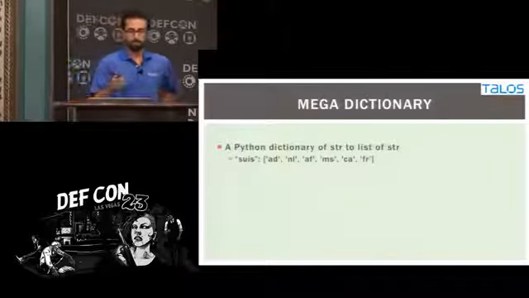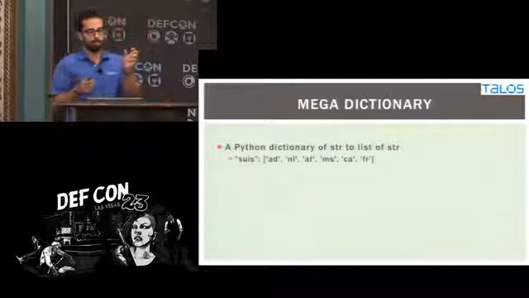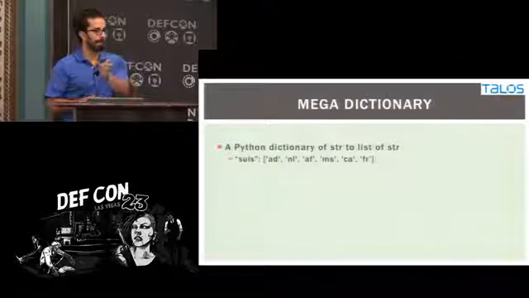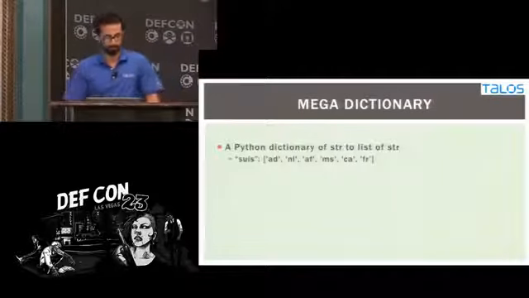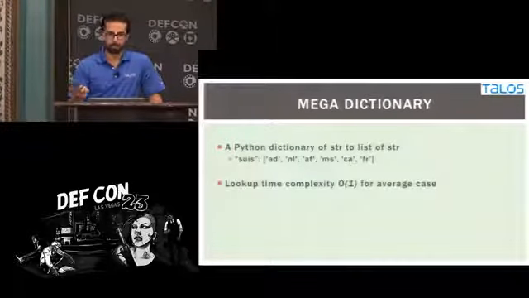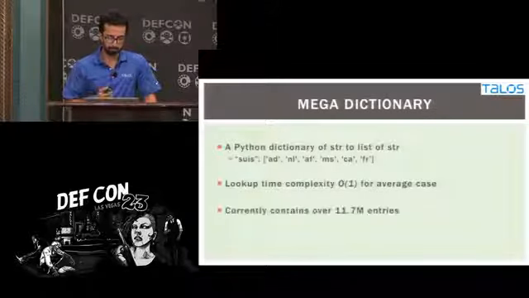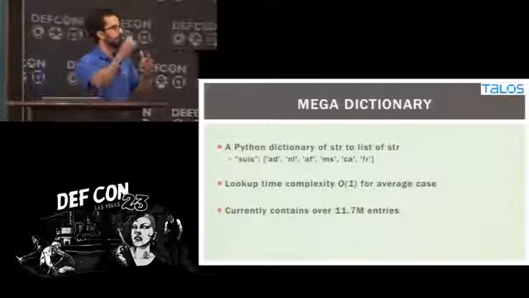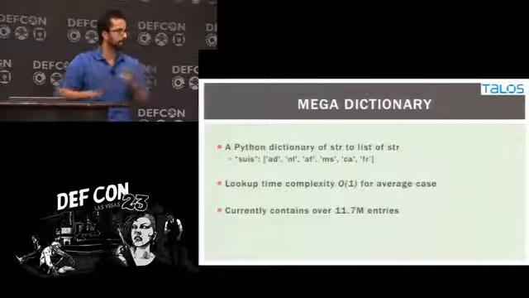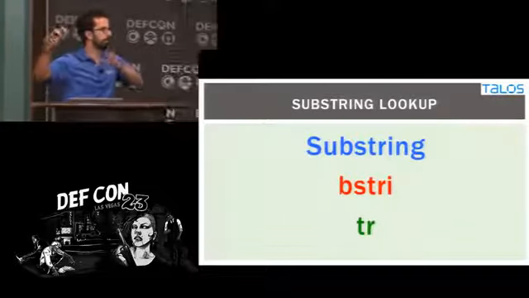It's a Python dictionary, and the keys here are the words, and the values here are lists of dictionary names. And the lookup complexity of this is constant, so it's pretty fast to look up anything here. And at the end, I have about 12 million words in this mega dictionary. So that was the dictionary part, right?